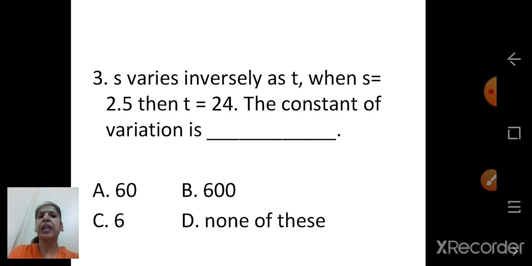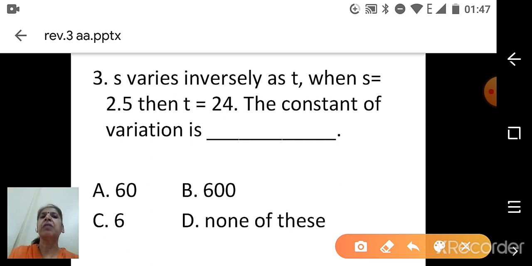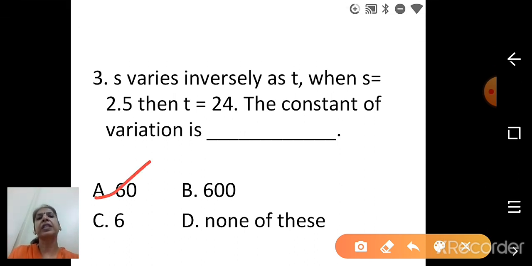Then the answer which you are getting, there is a decimal also. Remove that decimal and see the answer you are getting. It will be 60. You have to multiply 24 with 2.5, then remove the decimal. Finally the answer which you will be getting is 60. So this is our correct option. So what you have to do is, which variation? Inverse. What is constant? Product. Just multiply the numbers, do the calculation part correctly, decimal part, mark the correct answer.